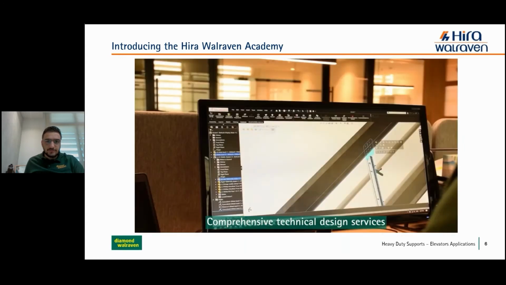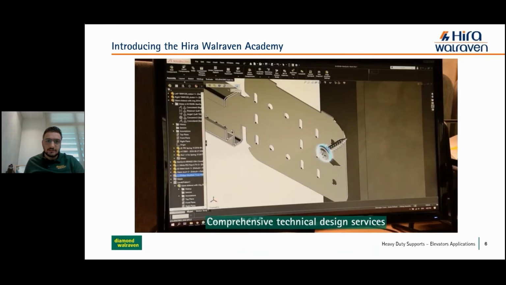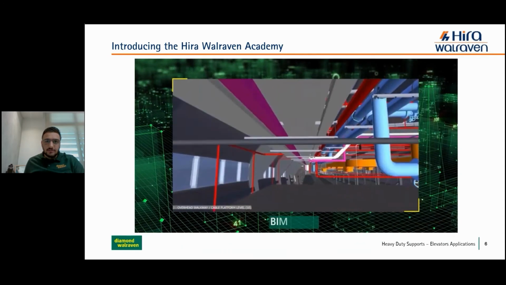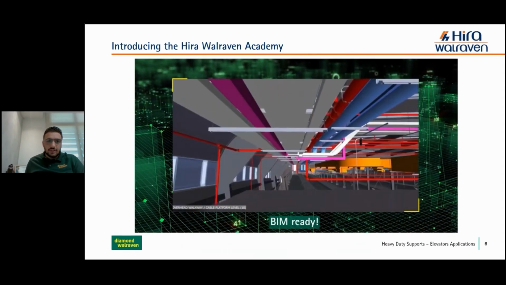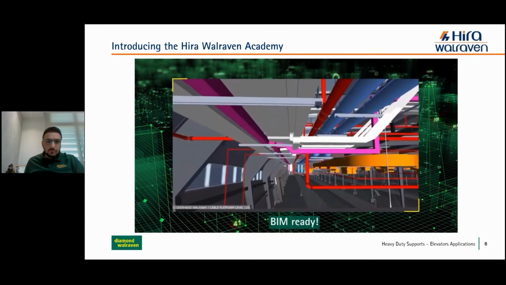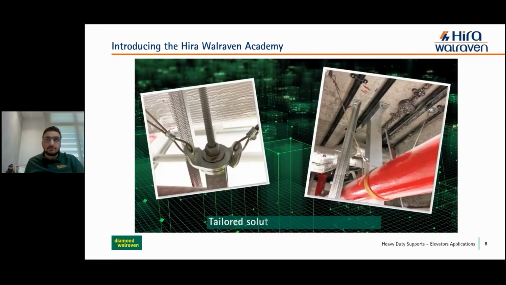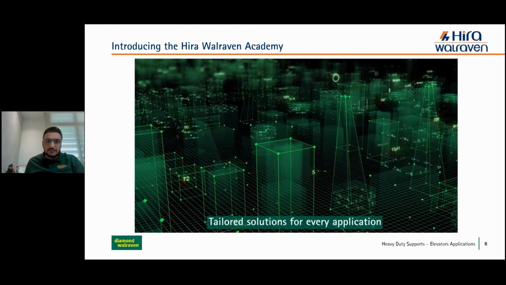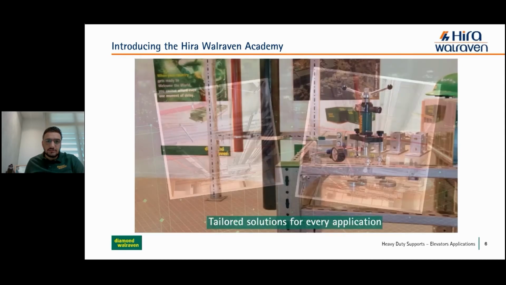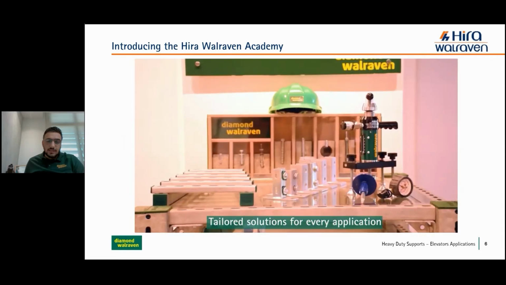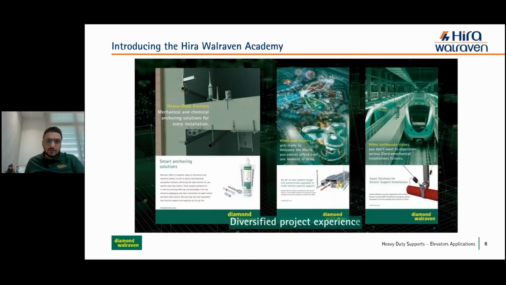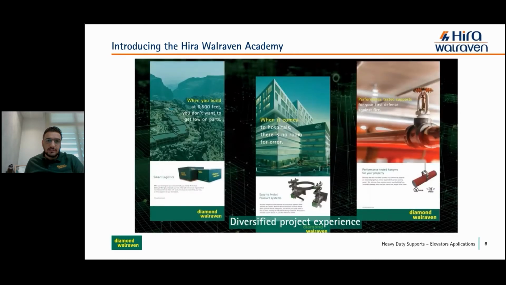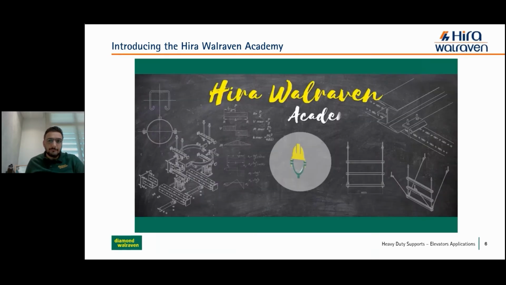So we can see in this video the services and trainings that we are providing within the Hira Warraven Academy. All of our products are BIM ready. We have a complete product library on the BIM, and we can provide detailed 2D and 3D drawings for our design. There's also a training room in our head office in which our trainees and customers can come and take trainings. And we are ready for on-site support and training for the engineers and the labor at site.